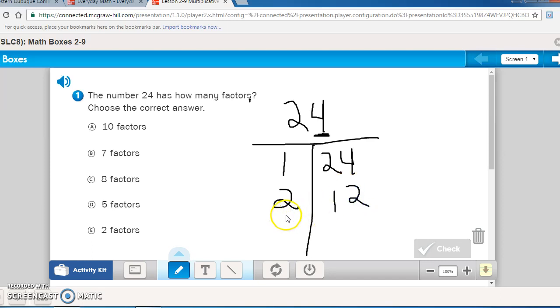Is 3 times something 24? Well, yes, 3 times 8 is 24. Is 4 times anything 24? Well, yes, 4 times 6 is 24. Is 5 times anything 24? No. And I'm back up to the number 6, so I know I have them all. So this tells me that there are 2, 4, 6, 8 factors for the number 24.